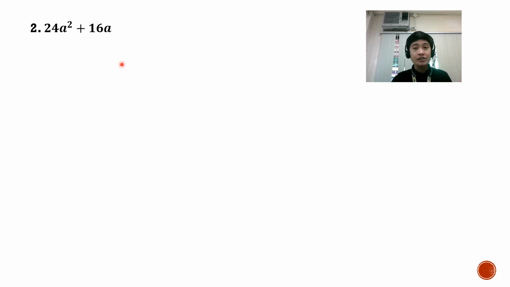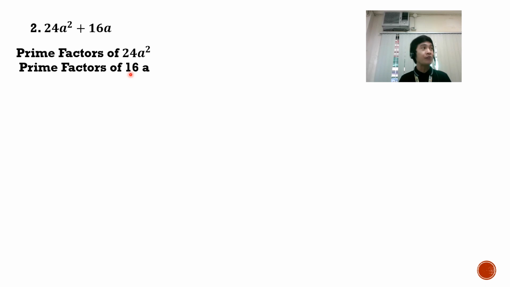So, kung natatandaan nyo sa ginawa natin kanina, kukuhanin natin ang mga prime factors ng mga expressions na involved sa polynomial na ipapactor natin. So, kukuhanin natin ang prime factors sa 24a squared. Kukuhanin din natin ang prime factors sa 16a. So, let's go back to getting the prime factors sa 24a squared.